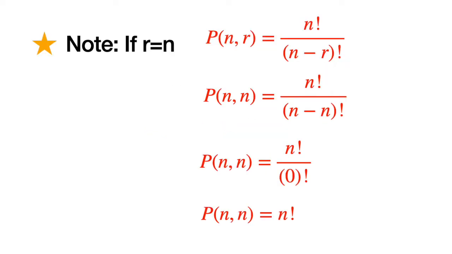An important side note: if r is equal to n, that is, the number of objects being picked is equal to the number of objects there are, our permutation formula will look as follows. P(n, n) equals n factorial over (n minus n) factorial. n minus n, of course, is 0. Thus, in the denominator, we have 0 factorial. And as discussed previously, 0 factorial is 1. It is for this very reason that P(n, n) reduces down to n factorial, which is what we have seen in previous examples.